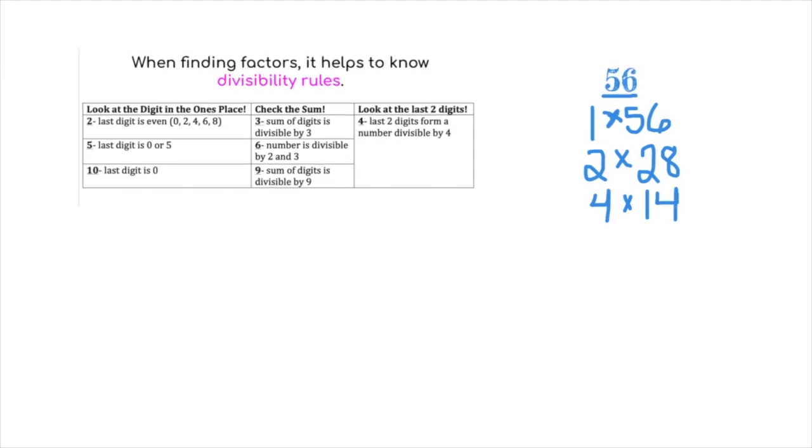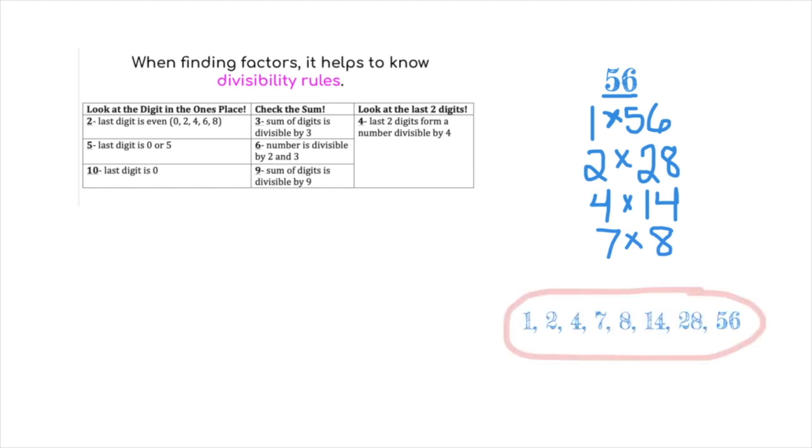Next, we would try 5, but 56 does not end in a 0 or a 5, so 5 will not work. Let's move on to 6. For 6, 2 and 3 would have had to work, but we have 2, 3 did not work, so 6 will not work. So then we move to 7. There is no rule, but if you think about your 7 facts, 7 times 8 is 56. Then we would move to 8, which we already have, so now we know that we have all of the factors of 56 in order. 1, 2, 4, 7, 8, 14, 28, and 56 are all of the factors of 56.